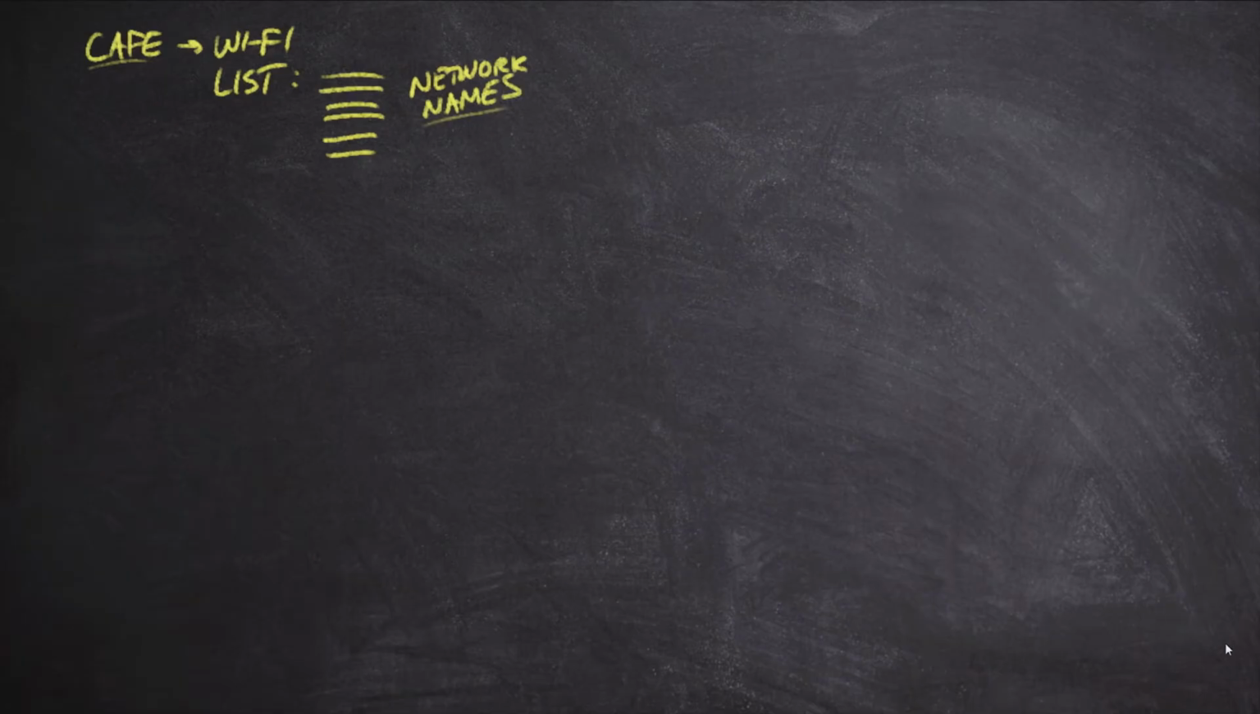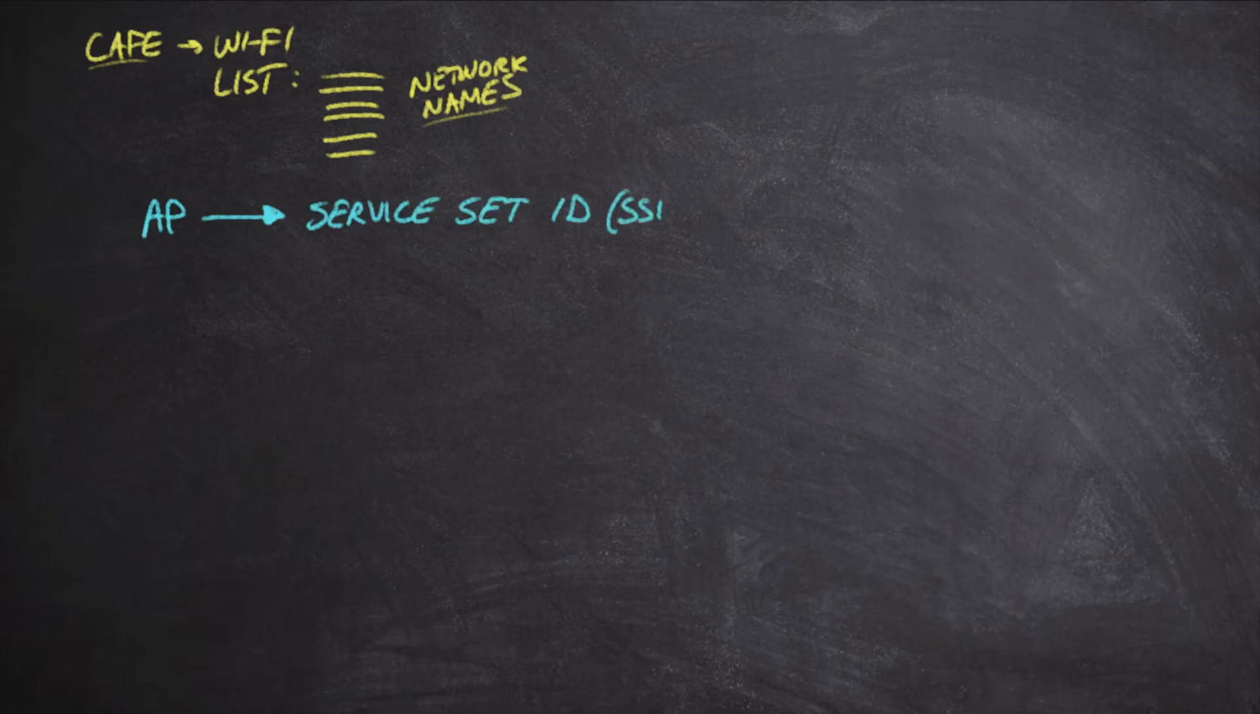Well, these network names are actually being advertised by the access point, and these have a specific name for them. They are known as a service set identifier, or an SSID. The SSID is essentially the network name. And when we are configuring this SSID on a network, we're going to find that we can tie a lot of properties to this specific network.